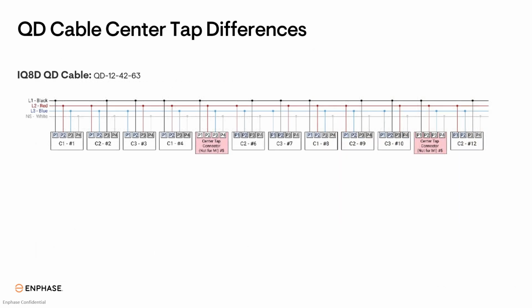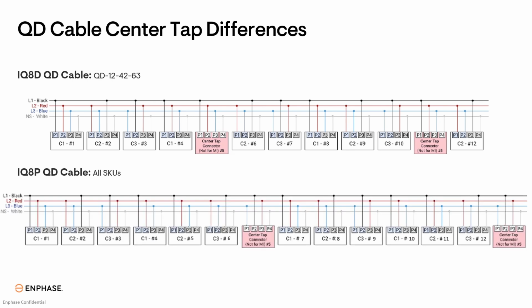The IQ8D QD cable has center tap connectors built into the QD cable after every 4th and 5th microinverter connector. The IQ8P QD cable has a center tap connector built into the cable after every 6th microinverter connection.